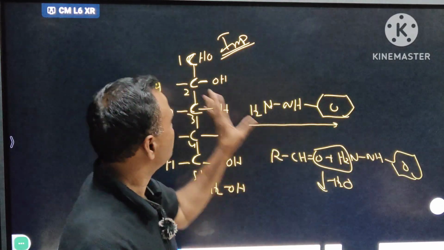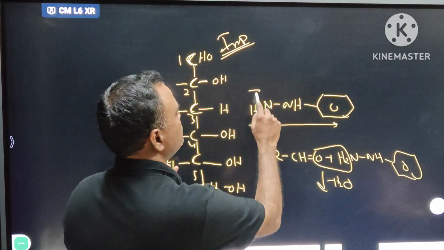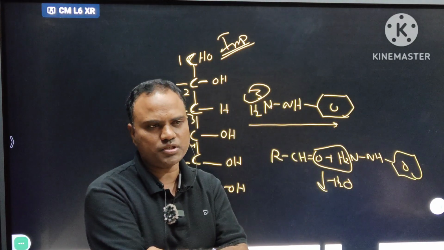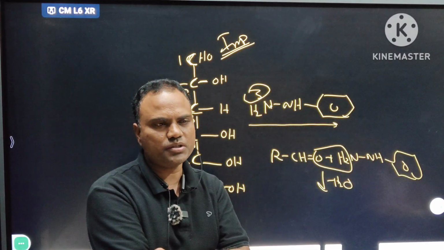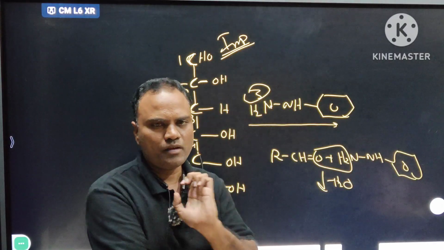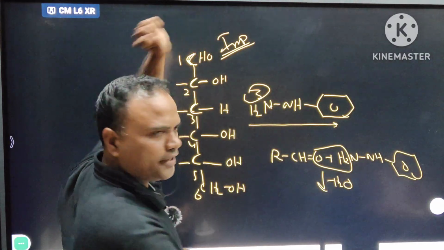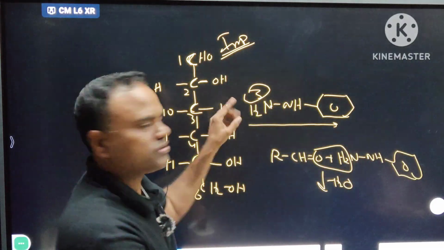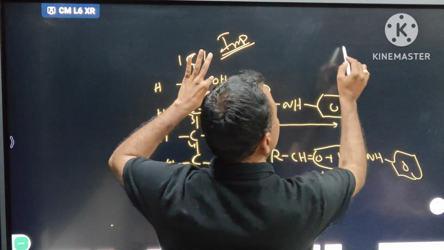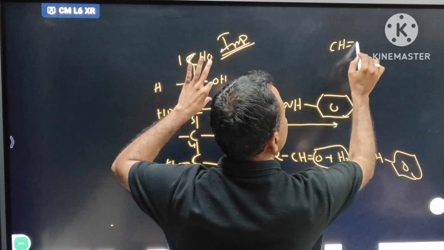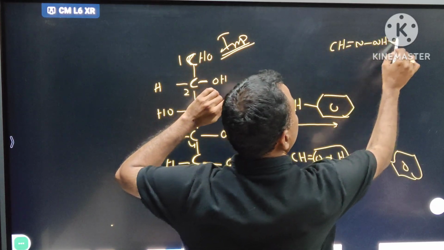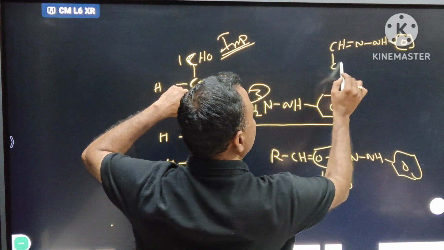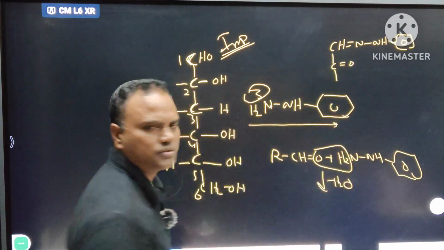We use 3 moles of phenylhydrazine. Remember, this is an expected question: glucose reacts with 3 moles of phenylhydrazine. 1 mole will combine with the aldehyde. The second mole is utilized to oxidize the OH group. Look at this: 1 mole is used to react with this aldehyde, and the second mole is utilized to oxidize this.